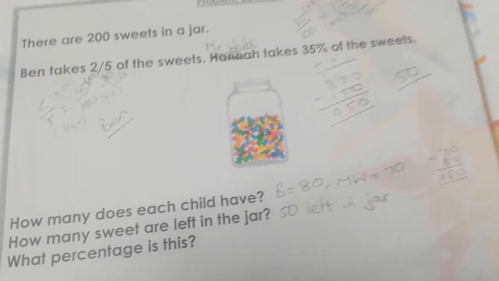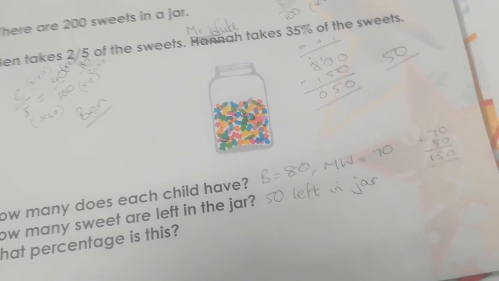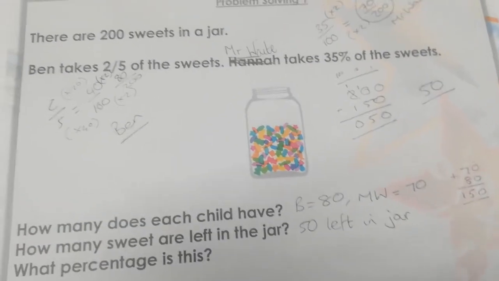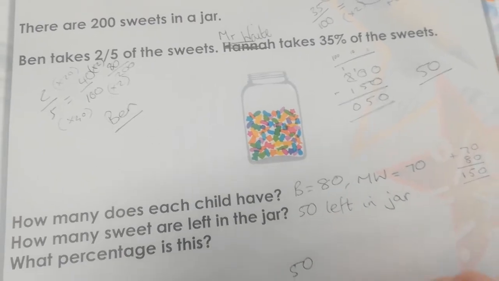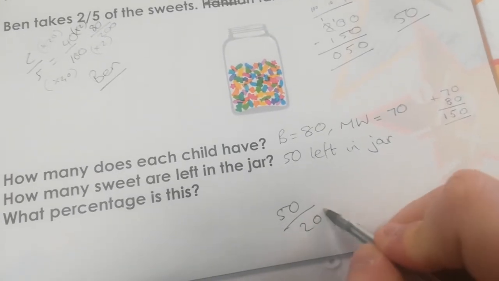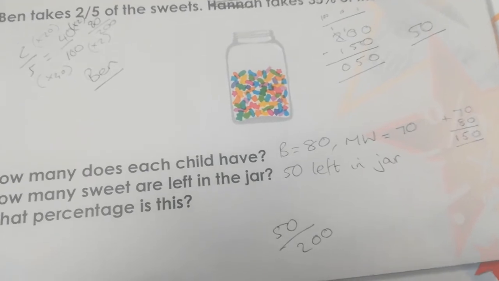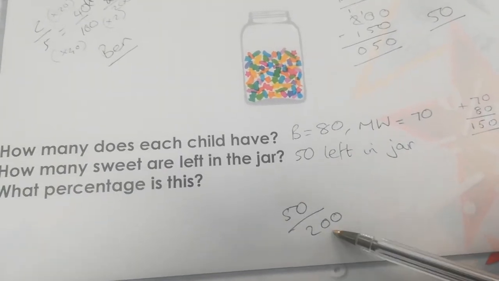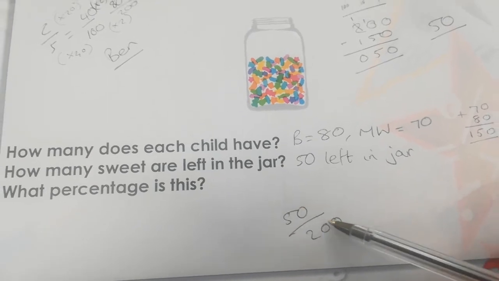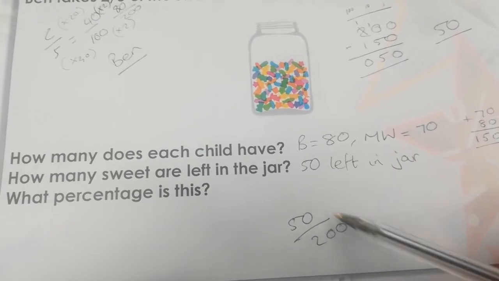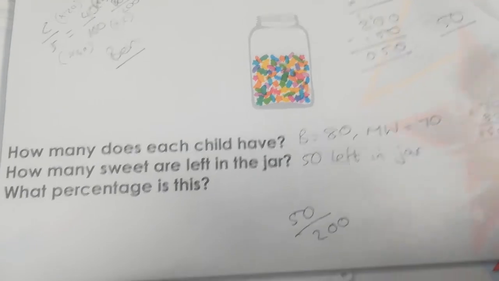What percentage is this? So what percentage of sweets are left in the jar? So if we have 50 out of 200 left in the jar, we can just then start either looking at how many 50s go into 200, so how many times does 50 go into 200, or we can just start simplifying these if we wanted to.